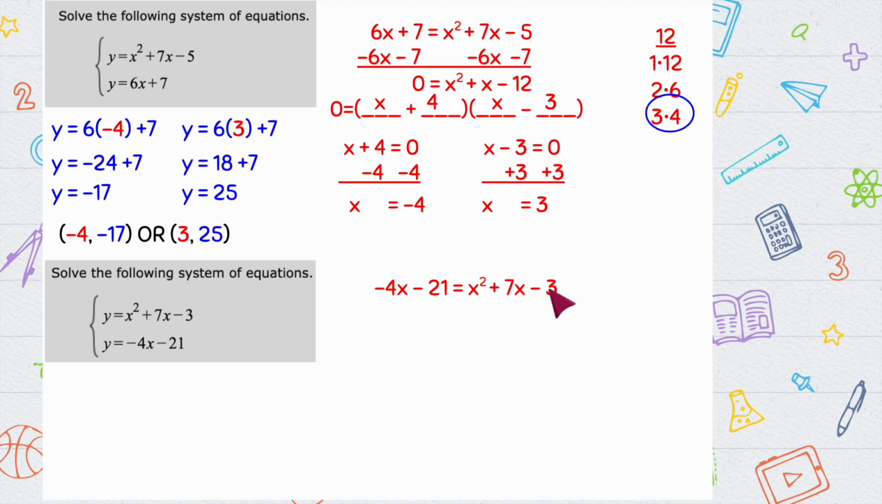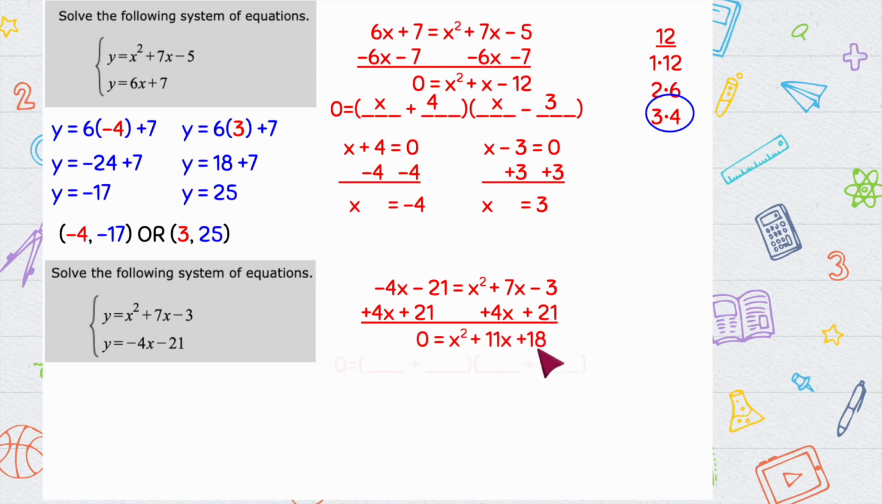So we have our second set of system equations, and I'm going to set them equal to y. Again, I want to know when is y the same. So now we're going to move everything over to the right side again. So I'm going to add 4x, I'm going to add 21 to both sides so that I have 0 over here. 7 plus 4 is going to give me 11, and -3 plus 21 is going to get me positive 18.